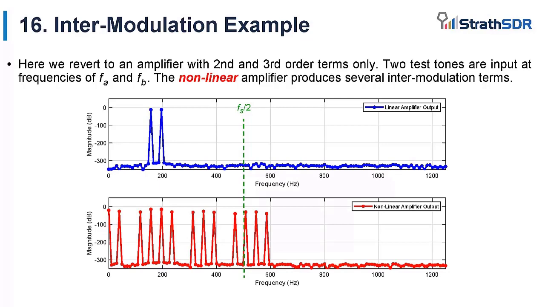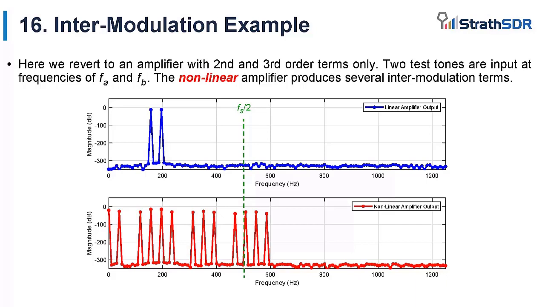For this section, we're going to go back to our simple model of the nonlinear amplifier, where we considered only the second and third order terms. Here, we've put in two frequencies that are close together, which we'll label FA and FB. Notice that the linear amplifier provides, as expected, these two tones without any other components being present.